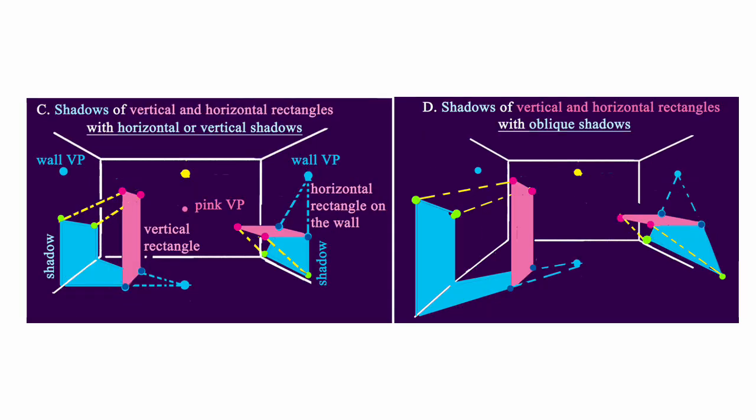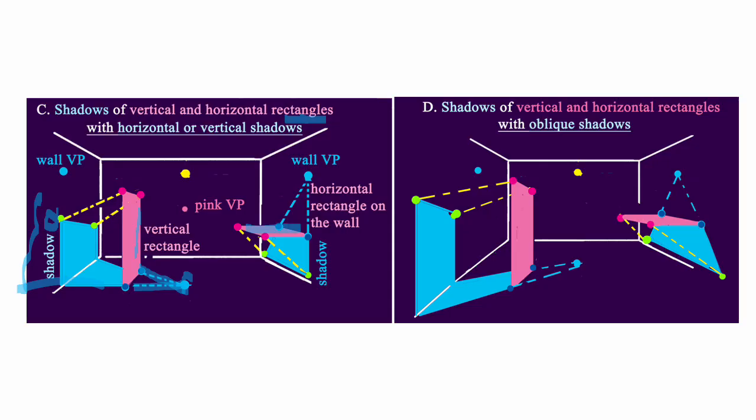Instead of poles, let's use horizontal and vertical rectangles. So here's a vertical rectangle on the floor, so it has to use the floor vanishing point. The shadow lines go through both bases, then it goes up the wall to intersect the light.